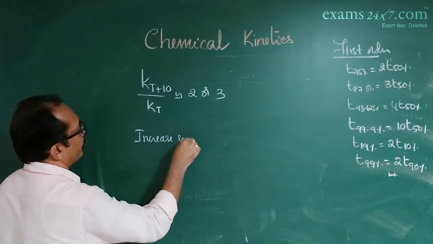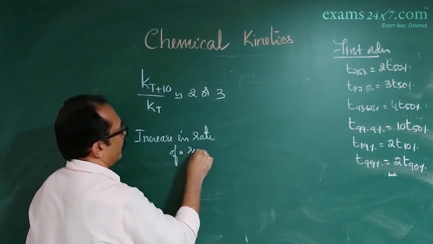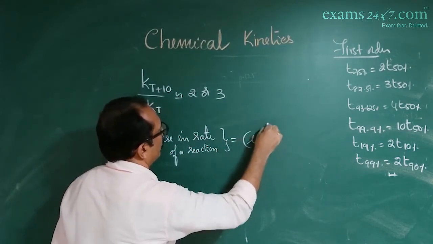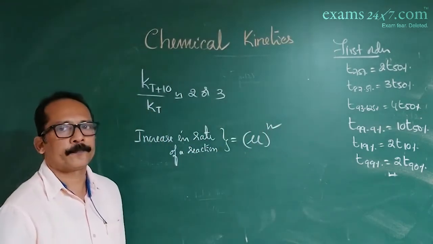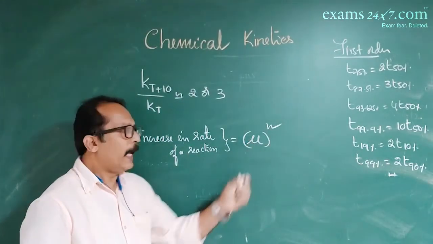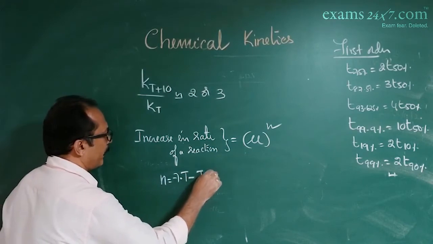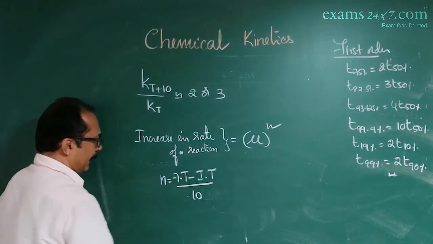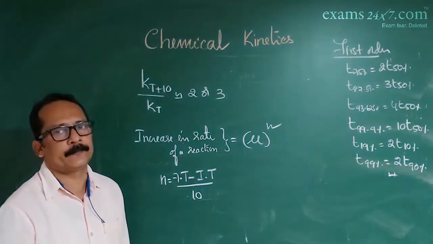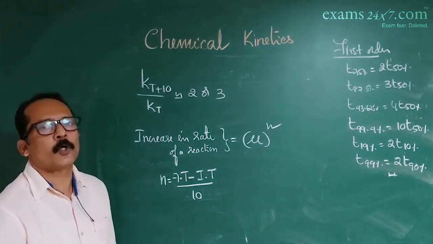Increasing rate of a reaction is equal to mu to the power n. Mu is the temperature coefficient. N can be calculated: final temperature minus initial temperature divided by 10. This 10, how many times the temperature increases? So this is about temperature coefficient.